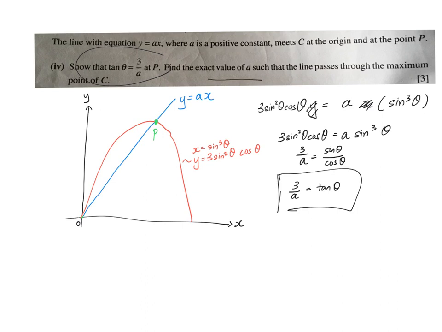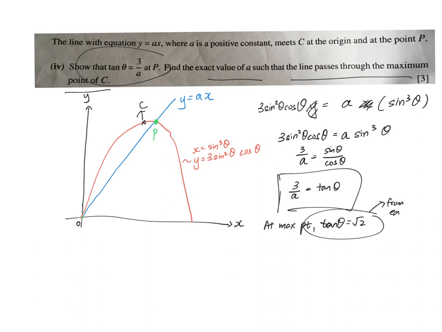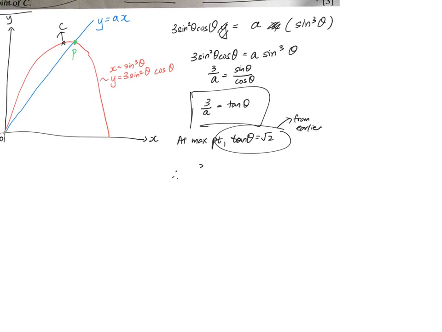I want to find a value of a such that the line passes through the maximum point of C. Remember that at the maximum point, one trait that we know is that tangent theta is equal to square root 2. This is not to forget from earlier. If you forgot this, go and watch my video from earlier parts. So basically that means I want 3 over a to be equal to square root 2. Right, and then a is equal to 3 over square root 2, or you can write it as 3 square root 2 over 2.